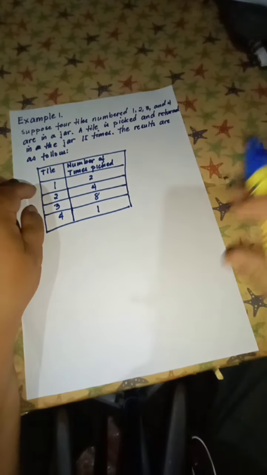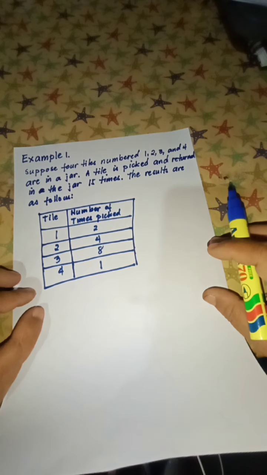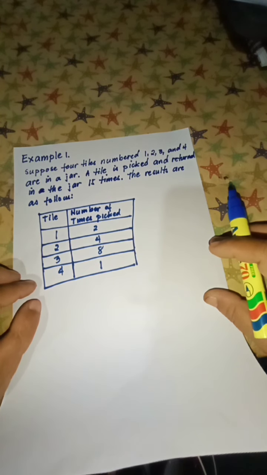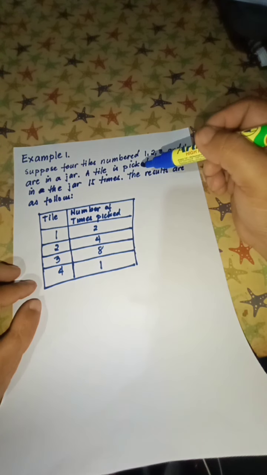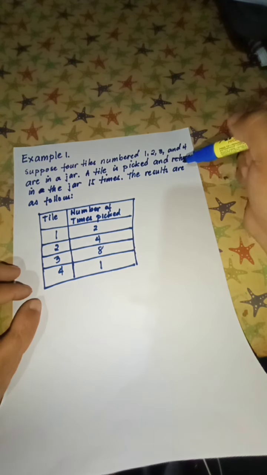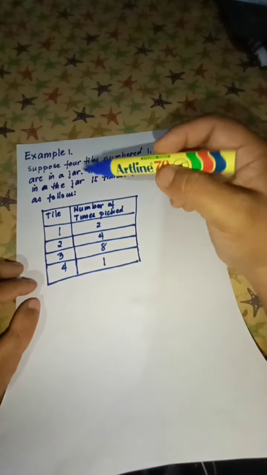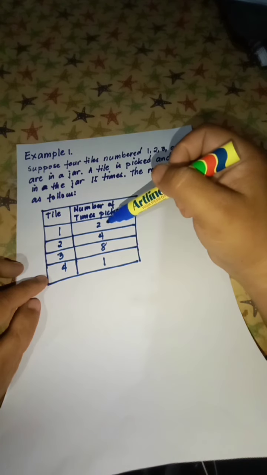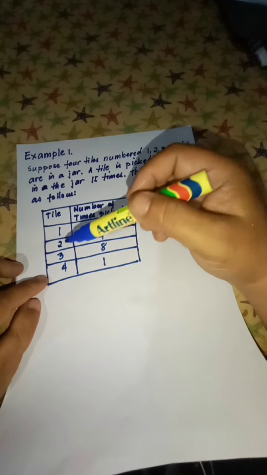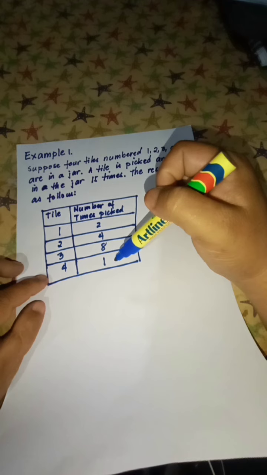Let's solve example number 1. Suppose 4 tiles numbered 1, 2, 3, and 4 are in a jar. A tile is picked and returned in the jar 15 times. The results are as follows. Tile number 1 was picked 2 times, tile number 2, 4 times, tile number 3, 8 times, and tile number 4, 1 time.